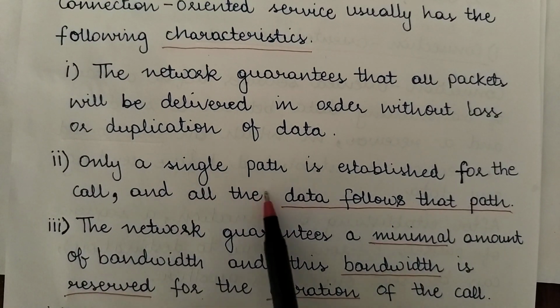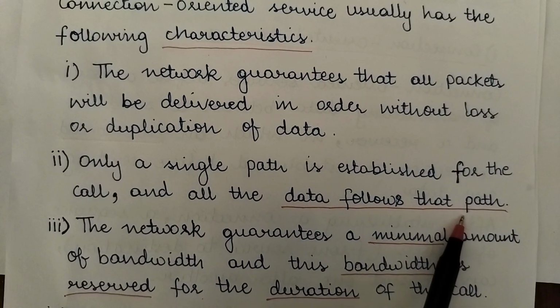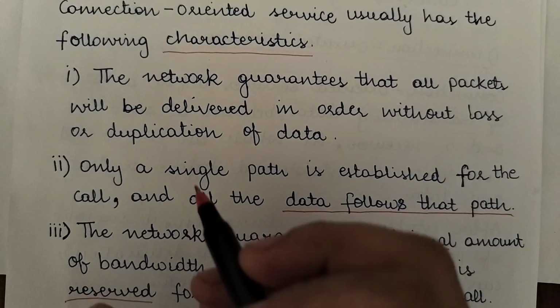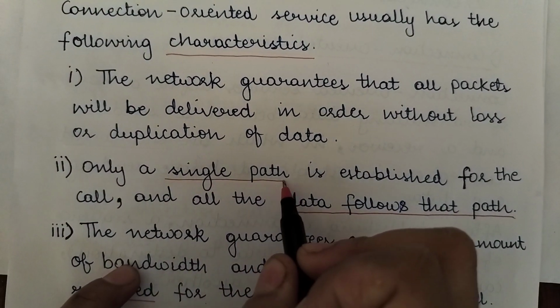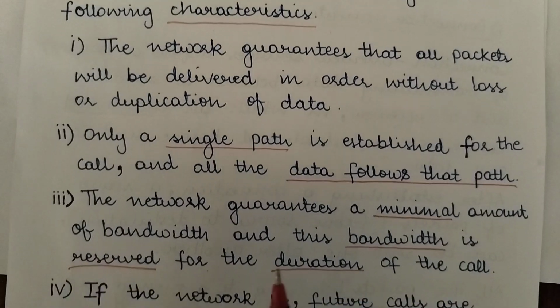Second, only a single path is established for the call and all the data follows that path, right? So when I say dedicated path, that means one single path which is dedicated for that particular sender and receiver only. So only a single path is established for the call, and then all the data of that particular message follows that path only.